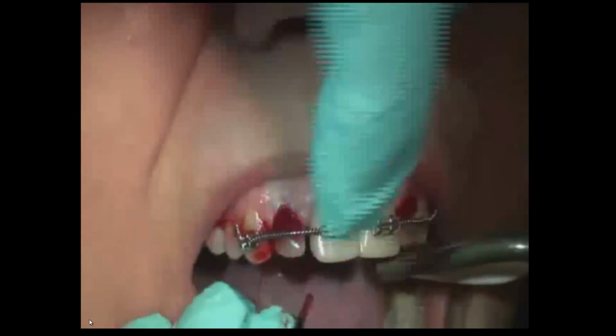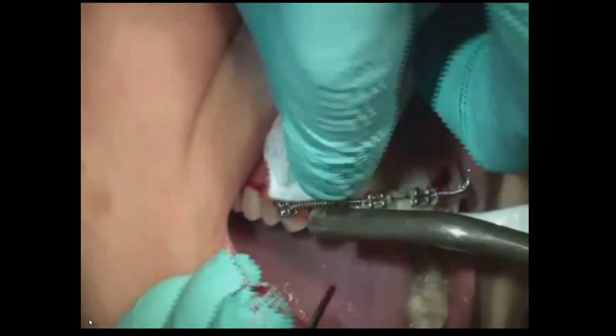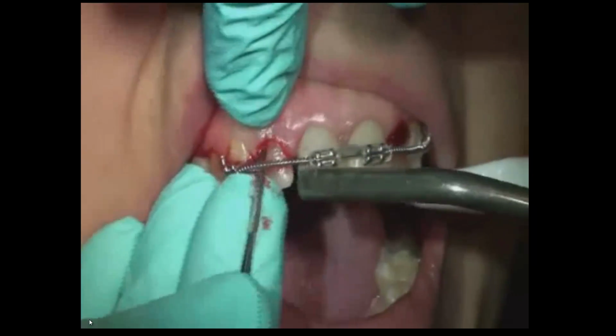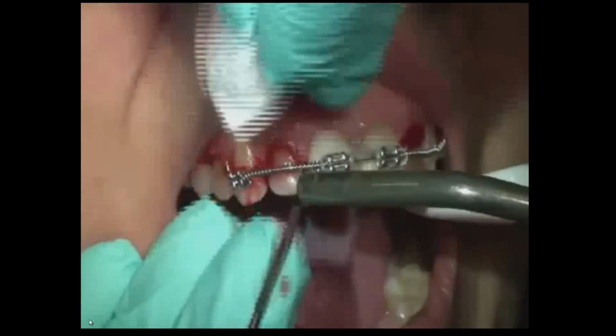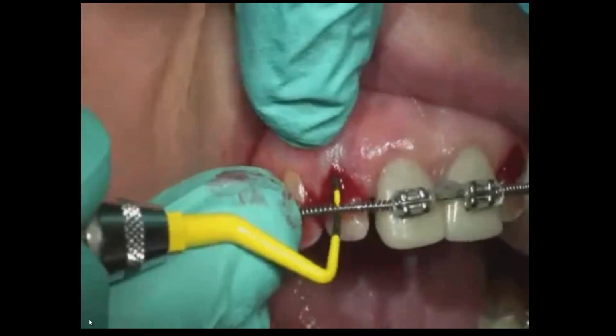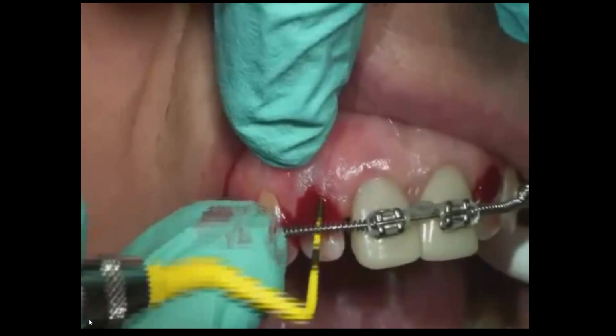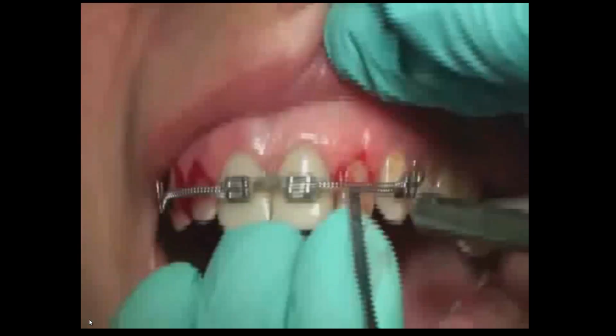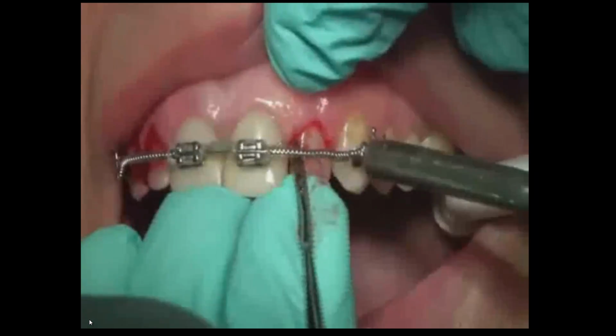Of course, sometimes you have to use a different instrument. If the bone is very thick you have to raise the flap, but most of the time the bone is very thin. Now you can see I start measuring the bone and it's 3 millimeters from line angle to line angle. Now I have to do the same procedure on the other side.